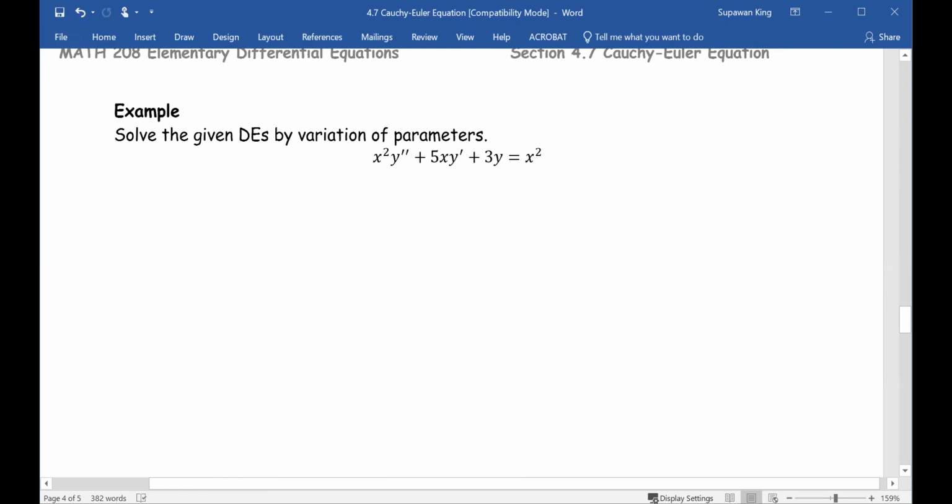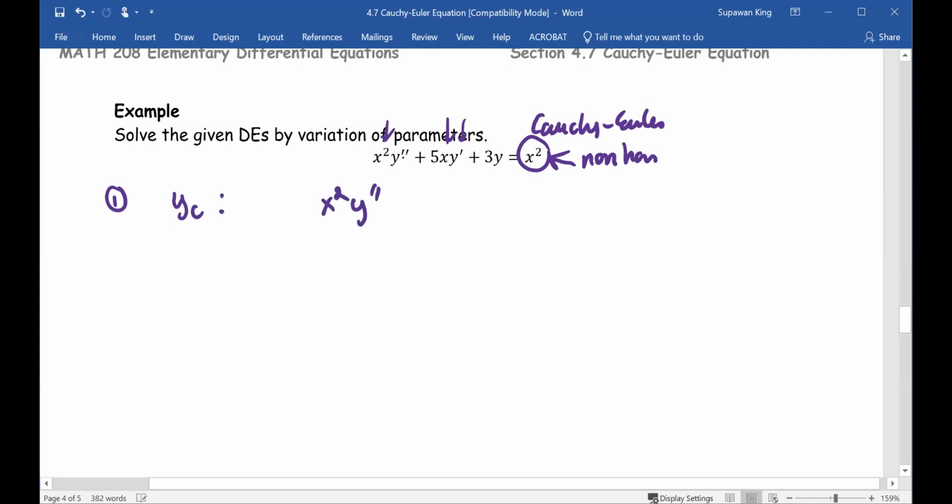So this is Cauchy Euler, because second order, second power, first order, first power, and non-homogeneous. Step number 1, we're gonna find yc from the associated homogeneous equation, which is x squared y double prime plus 5x y prime plus 3y equals 0. And make a list. Our A is 1, our B is 5, our C is 3.